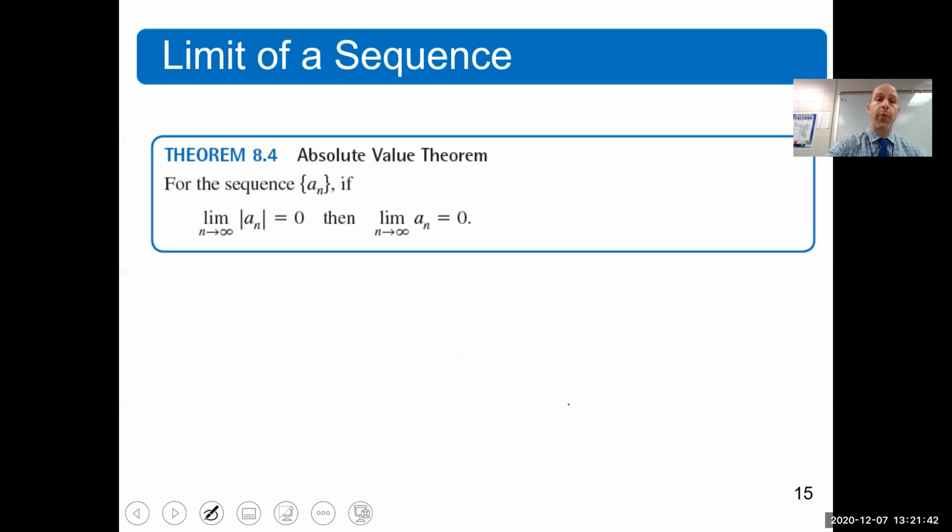The absolute value theorem, please put a star next to this one. This one is very important. Here's what the absolute value theorem says. For a sequence a sub n, if the limit of the absolute value of the nth term of the sequence as n goes to infinity is 0, then the limit of a sub n without the absolute value symbol as n goes to infinity also has to be 0. This is not intuitive, but is very helpful. You will use it on some problems.